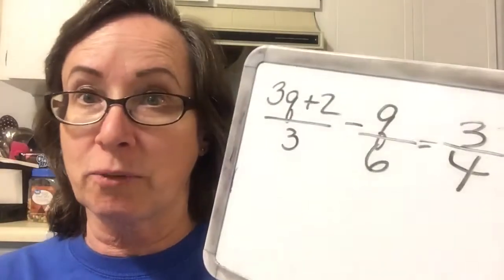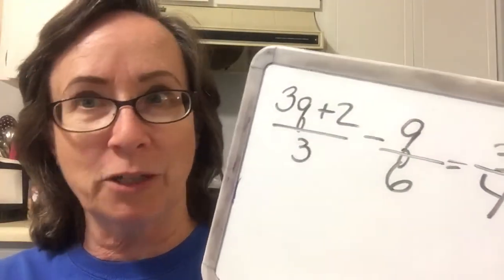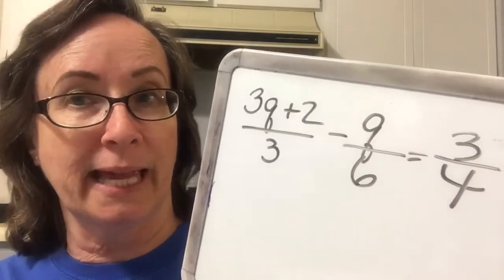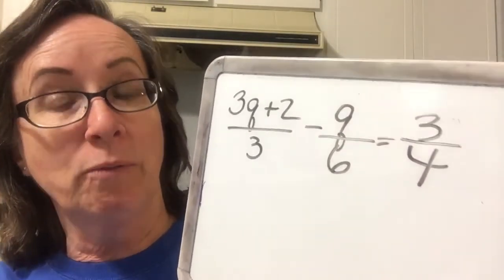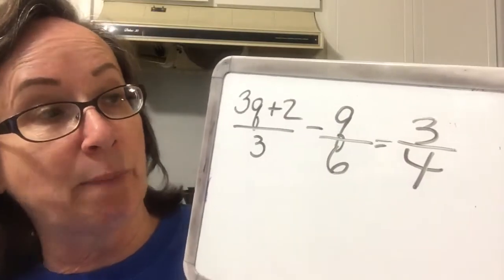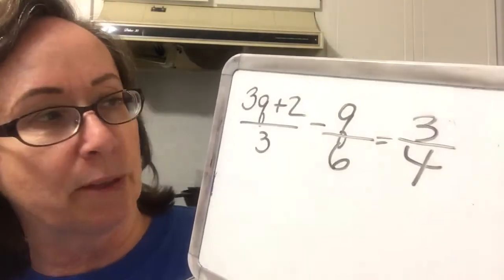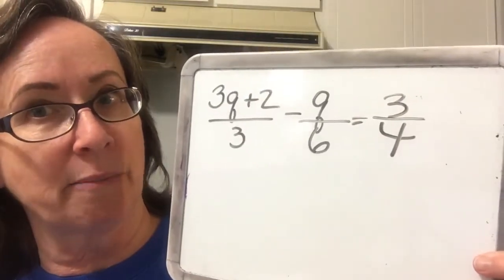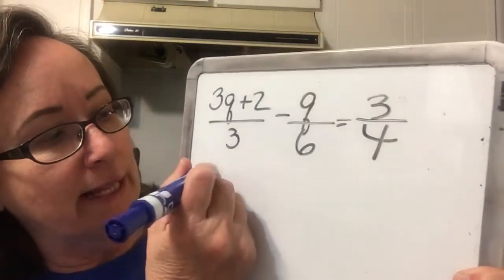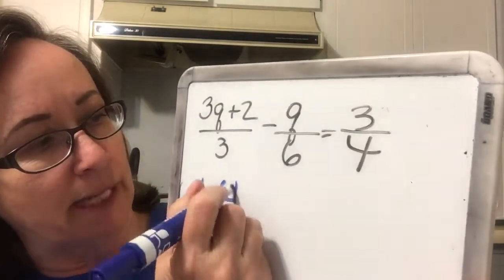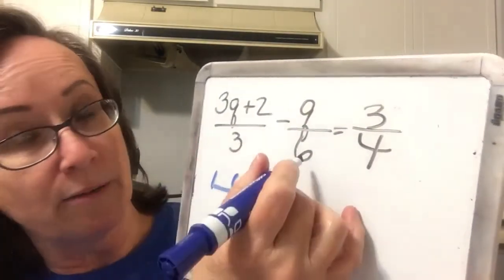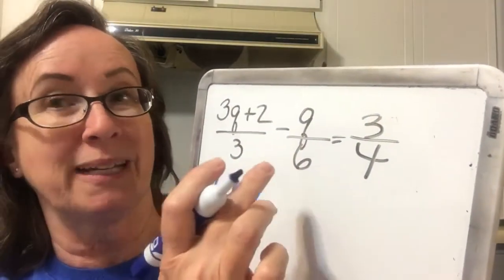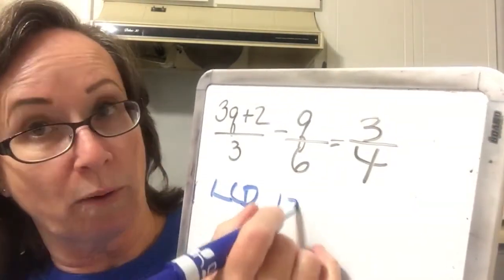The cool thing about equations is that we can use all of our equation properties, one of them being the multiplication property of equality, which says that we can multiply both sides by the same non-zero number. And with equations, we choose to make that the least common denominator. So when I look at this, the 3 goes into the 6, so I'm just looking at the least common denominator between a 6 and a 4, which is a 12.